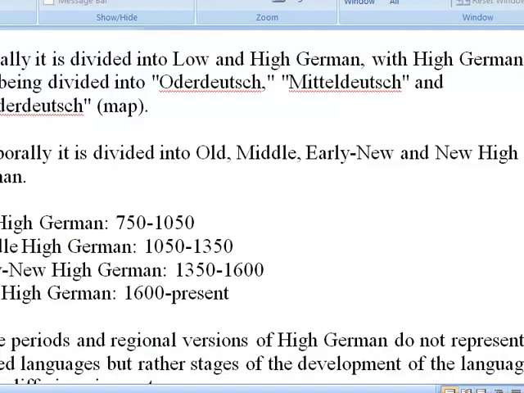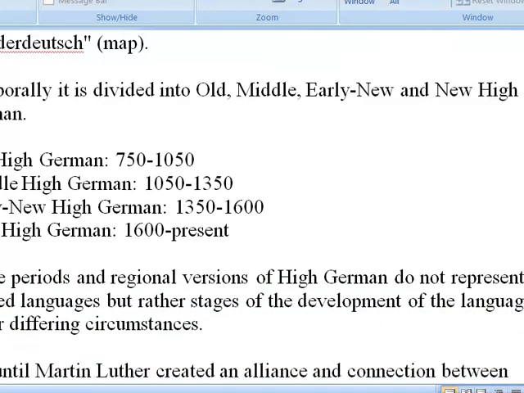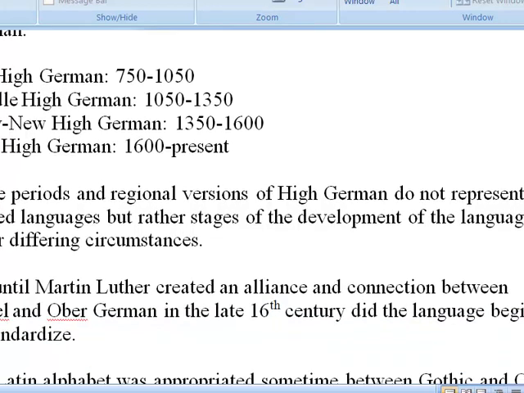Okay, so that's the spatial breakdown. Temporally, there's Old, Middle, Early New, and New High German. And here I have the dates for those. The Old High German that we're going to be considering now is the point where English and German leave the same developmental path and become distinctly different.